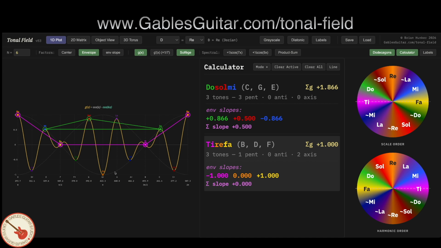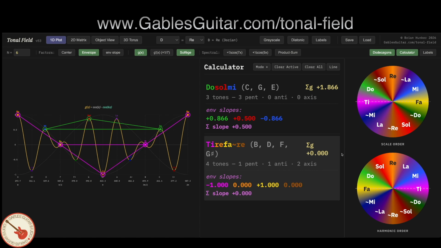So if I add to this Ti, Re, Fa, if I add anti-Re, that's going to create the fully diminished 7th chord, right? And that's -1 plus 0 plus 0 plus 1. That's going to create a net 0. And that's what happens with all the symmetrical chords. The fully diminished 7th combinations and the augmented triads all sum to 0.